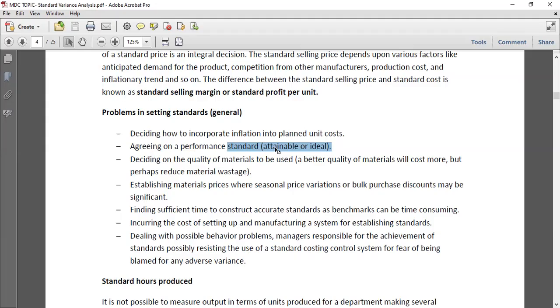Agreeing on what standard to use is a challenge between management and the operations team, or the people that actually do the work. Because at the end of the day, no one wants to be measured on something they cannot achieve, okay?